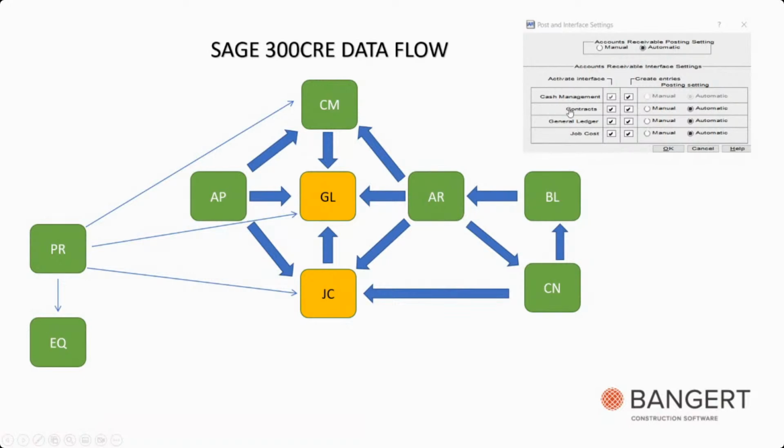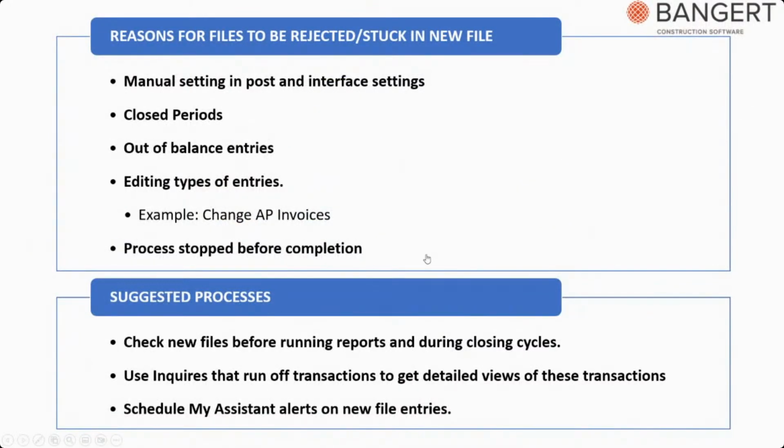So besides the post and interface settings, there's other reasons why files don't flow through or get stopped when they go through the system. We've listed some of these reasons out here. Basically, reasons why files can either get rejected or stuck in what I call the new file. So rejected is a strong word. When you see printouts and things like that where it says the file was rejected, accounting period closed, it doesn't mean it was blown up. It's there. It's just sitting in that new file waiting to be processed still.